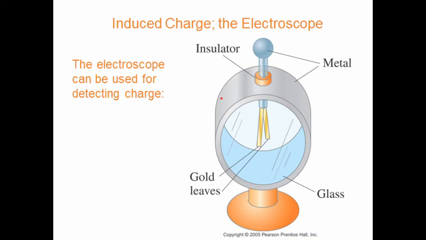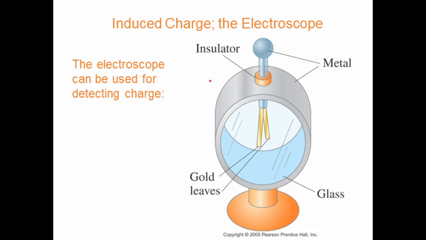The electroscope is a device used to determine what kind of charge you have, or if you have a charge. It is made of an insulating case with a metal rod that runs down, connected to two thin pieces of metal, typically gold, although sometimes it is aluminum or copper.